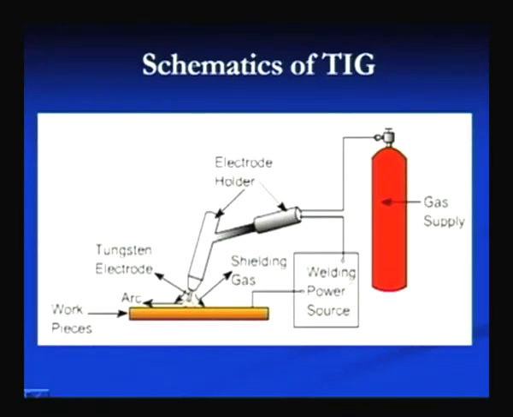Here one terminal of the power source is connected to the electrode through the contact tubes or through the collets, and another terminal of the power source is connected to the workpiece, so that the welding circuit can be completed. Here we can see mainly the power source, welding torch, workpiece and the shielding gas cylinder, but many other components are also used in the tungsten inert gas welding process. Those details can be seen in the next slide.